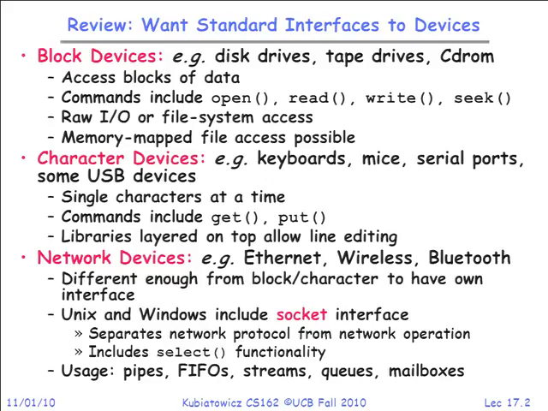Character devices are things that tend to go in bytes. So keyboards, mice, serial ports, USB devices of some types. These typically are a single character at a time, and the system calls are things like get and put. Usually there are libraries on top that let you do things like read lines or parse data, etc. And then finally, network devices are things like Ethernet, wireless, and Bluetooth, all of these that you're used to. Mostly the network devices you're all going to run into are accessed by a socket interface.